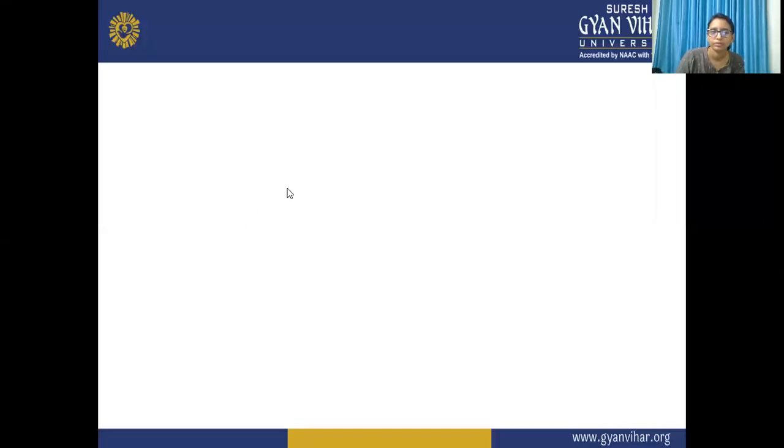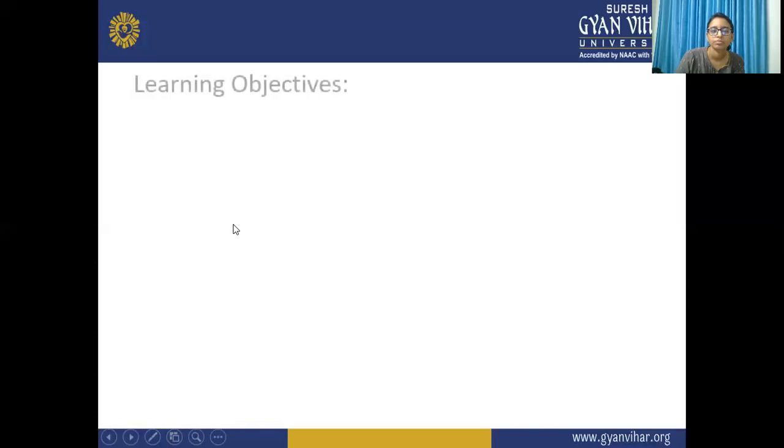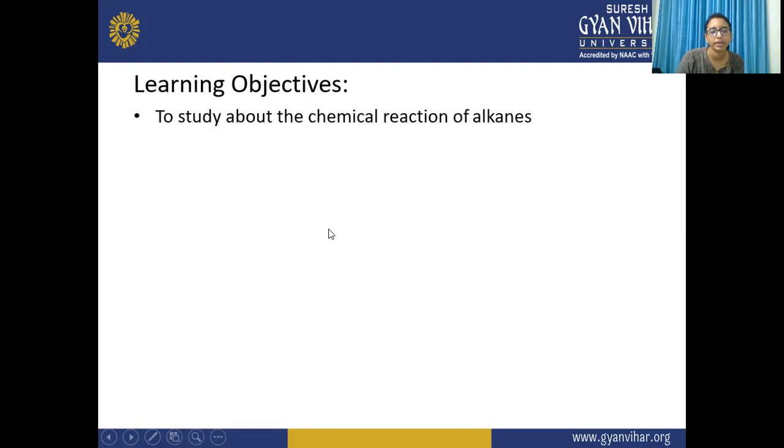Hello everyone. Today's learning topic is alkanes and conjugated dienes. The learning objective is to study the chemical reactions of alkanes: how an alkane reacts with other substituents and gives a new product.